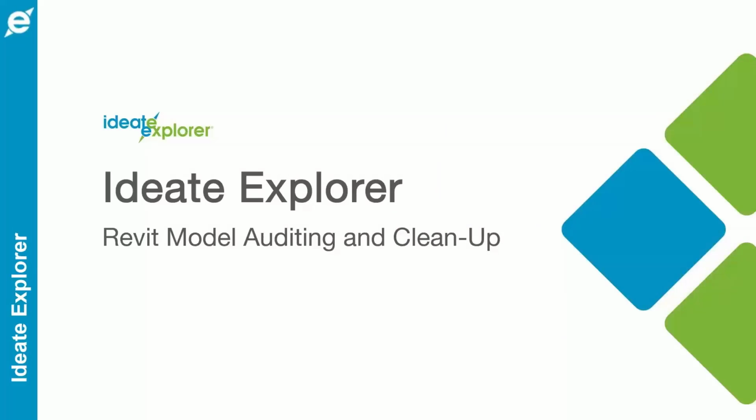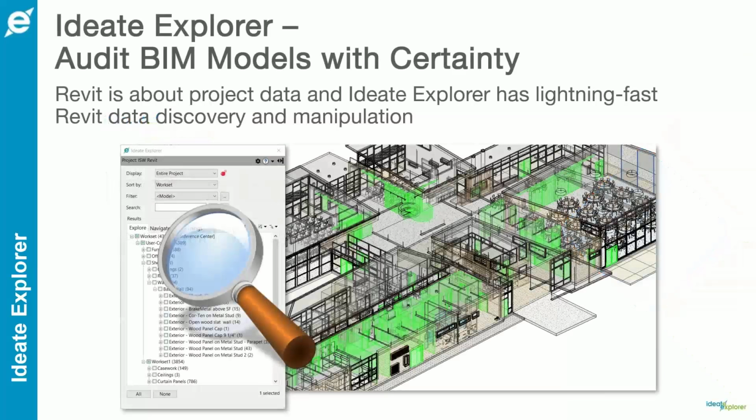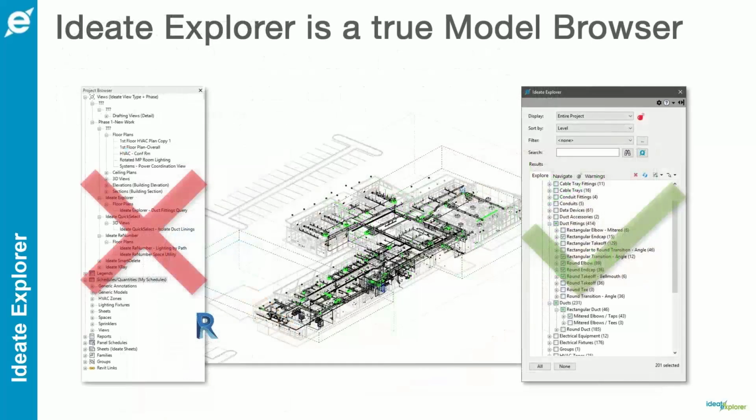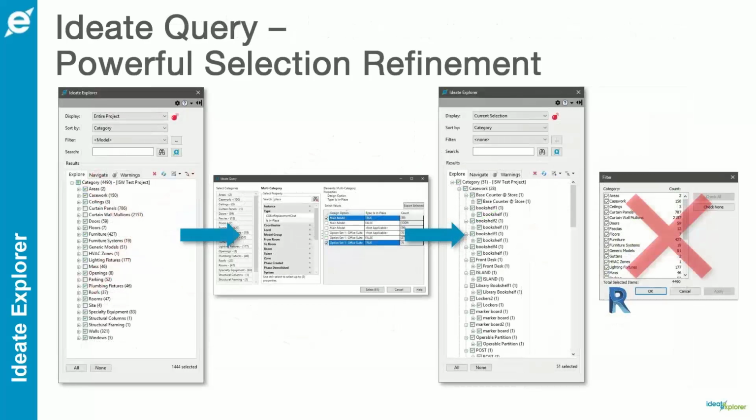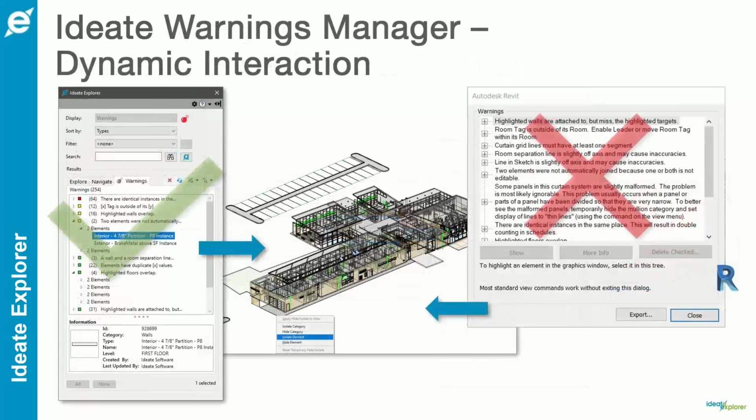Okay, so Ideate Explorer is all about Revit model auditing and cleanup. And I tipped my hand there a little bit. You saw that I was able to review that by work set. Ideate Explorer shows you every instance of every element within your model so that you can audit your BIM models with certainty. It's showing you so much more than the project browser. And you can dig a little bit deeper with our Ideate Query. Query allows you to search for elements based on their parameter information. And then, of course, a huge benefit is being able to review and fix warnings.